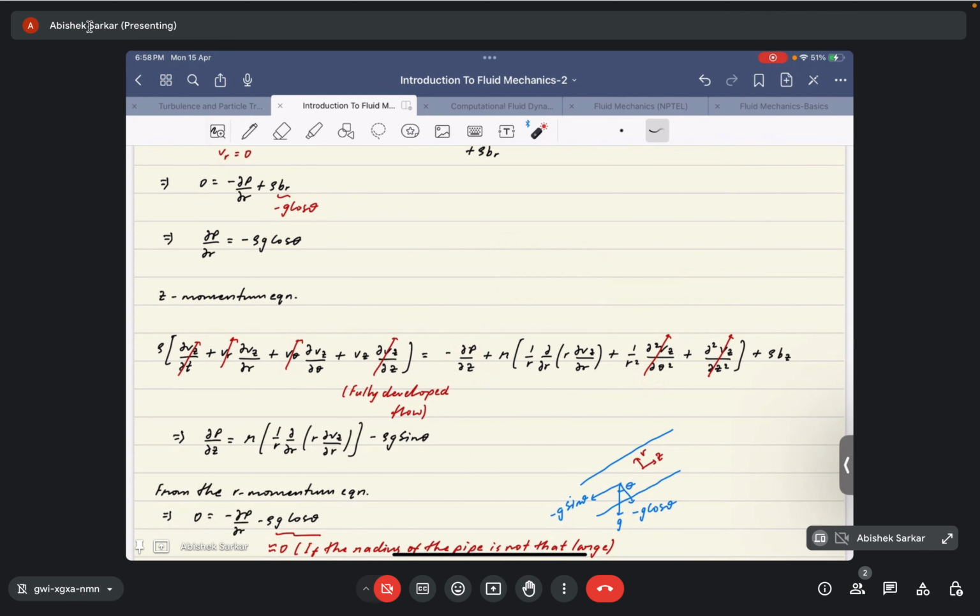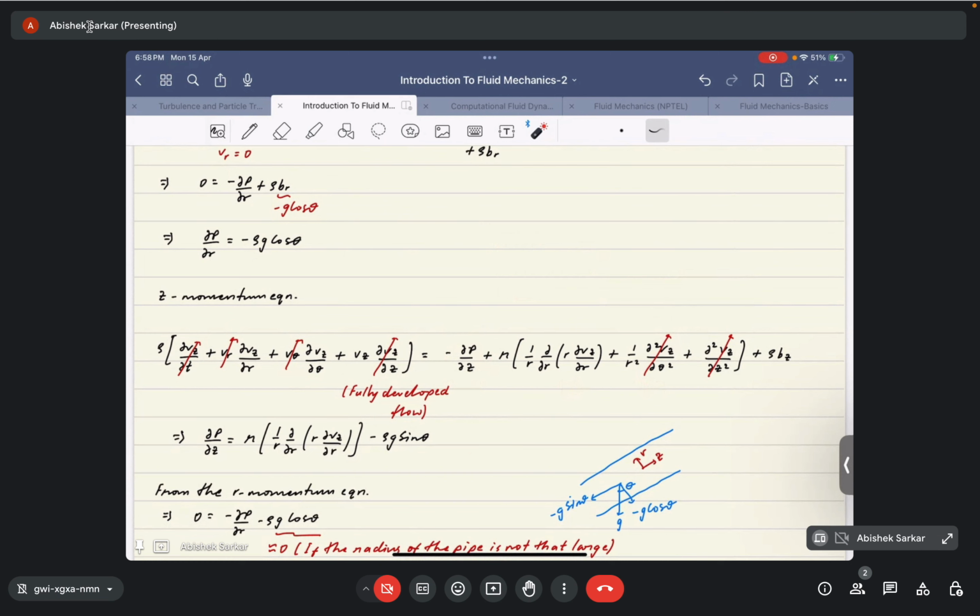So that's why we're left with fully developed assumption. So vz is a function of r. So this term will be non-zero, and we are left with the body force term along the z direction. Okay, so this will exist.